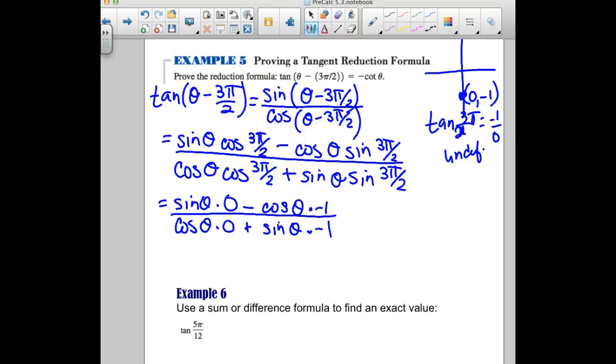And when we simplify this, sine theta times 0 is 0. Cosine theta times 0 is 0. Negative 1 times negative cosine theta is cosine theta. On the bottom, negative 1 times sine theta is negative sine theta. And cosine divided by sine is cotangent. So this becomes negative cotangent theta, which is what we were trying to prove.